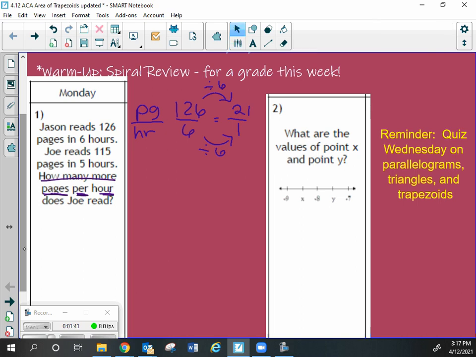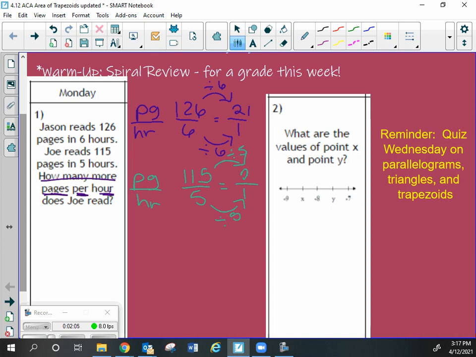Okay, so that was for Jason. I need to do Joe, and I'm going to do the same rate, that's pages per hour. For Joe, it's what over what? It would be 115 over 5. Very good, and I need to get that down to 1. So I need to divide by 5. 23. And we got 23. So have I answered my question? No. Not quite yet. I still need to figure out how many more. So I need to subtract 21 from 23, I get 2. 2 more pages.